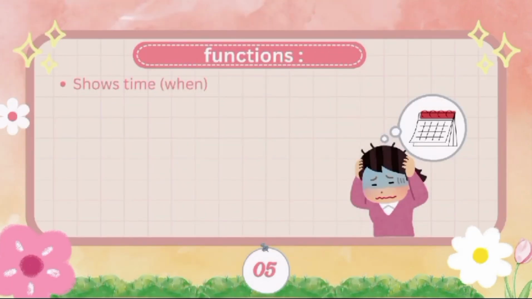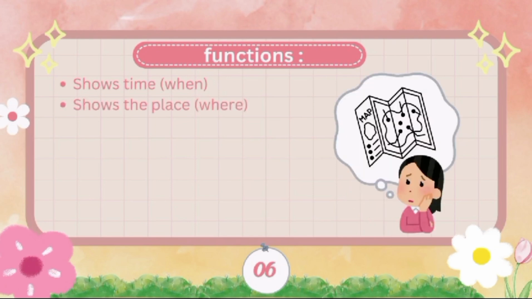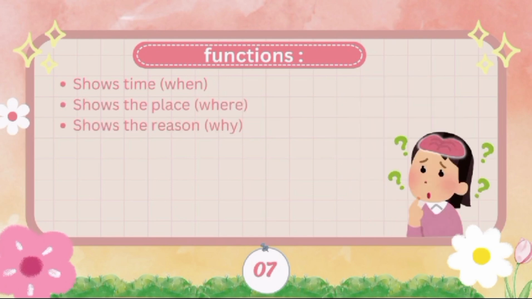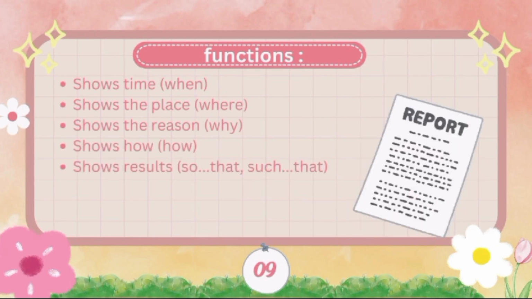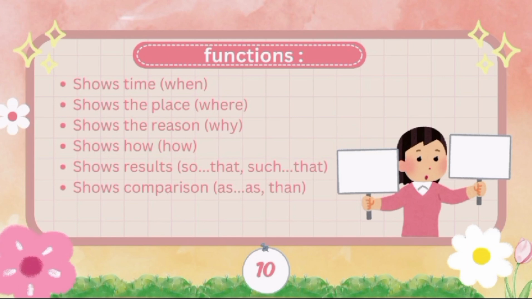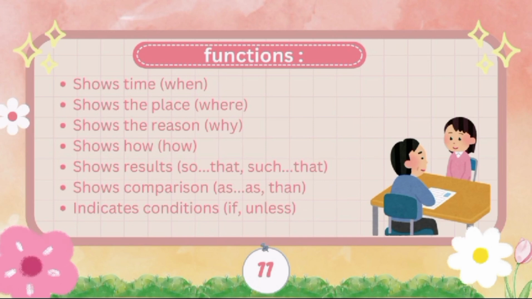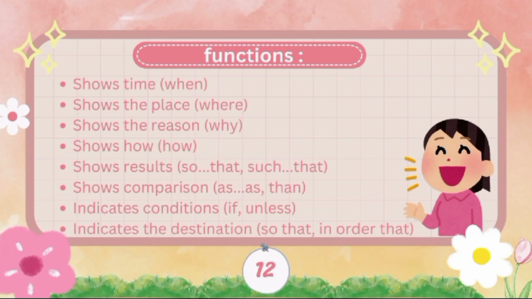Besides that function, an adverb clause has many more functions. The first one is to show time with when, show the place with the word where, show the reason or why, show how, show result with so that and such that, show comparison with as and than, indicate condition with if or unless, and the last one is to indicate the purpose with so that or in order that.